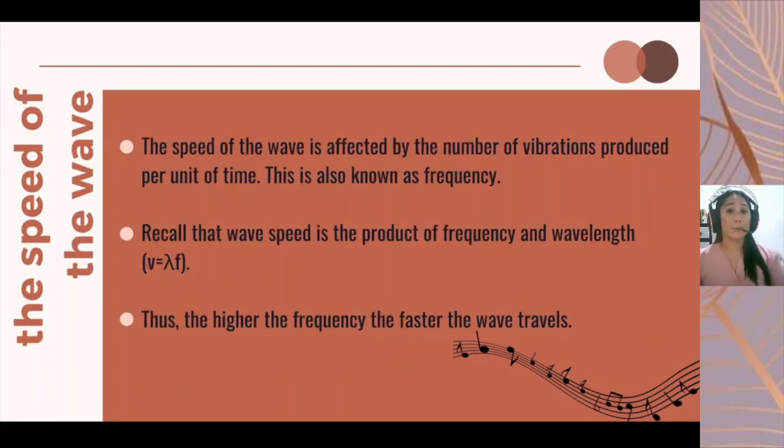Okay, the speed of the wave. The speed of the wave is affected by the number of vibrations produced per unit of time. This is also known as, napag-aralan nyo ito ng grade 7, frequency. Ayan. So, tinututukan ko ng aking cursor. So, recall that the wave speed is the product of frequency and wavelength. So, makikita ninyo dito yung formula niya. So, we have velocity is equal to frequency times the wavelength. Thus, the higher the frequency, the faster the wave travels.